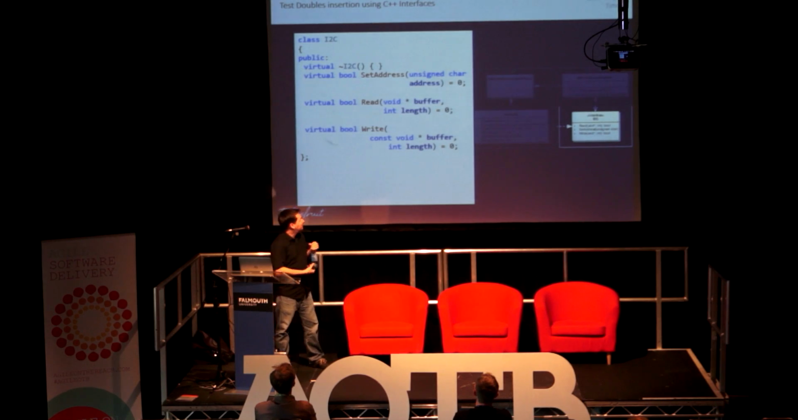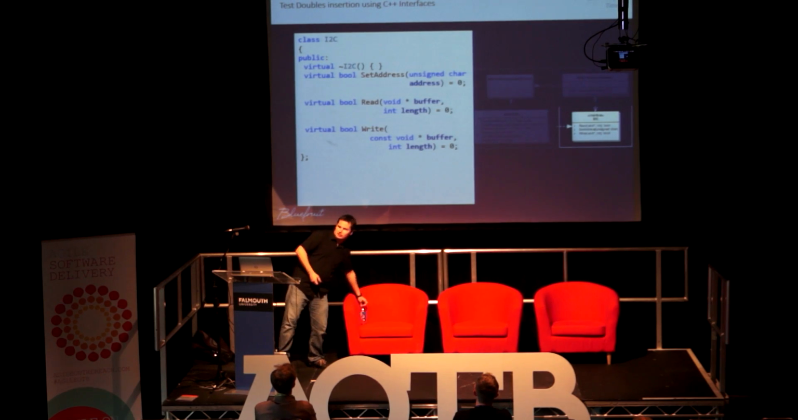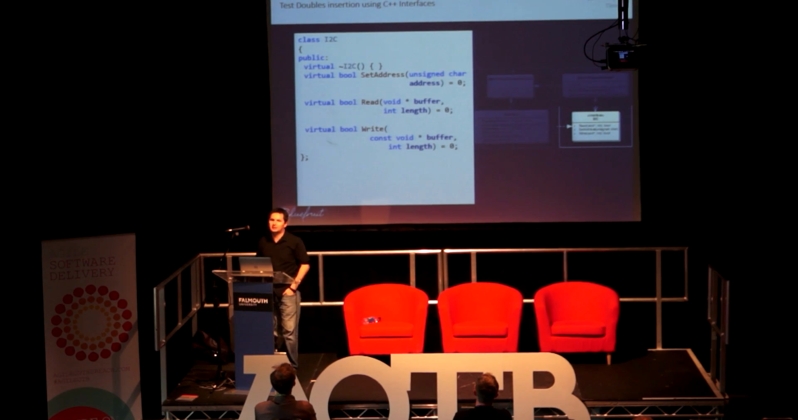When using C++ interfaces, the dependency interface is an abstract C++ class whose methods are all pure virtual. So in this example, it declares 3 methods. These allow setting the device address, reading from the device, and writing to the device.